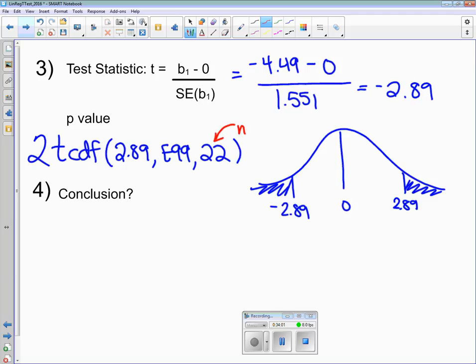N is not the number of categories like it was with chi-squared. It is the actual number of data values again. So it is n minus 2. Tell me what you get. What's your p-value? I did too.